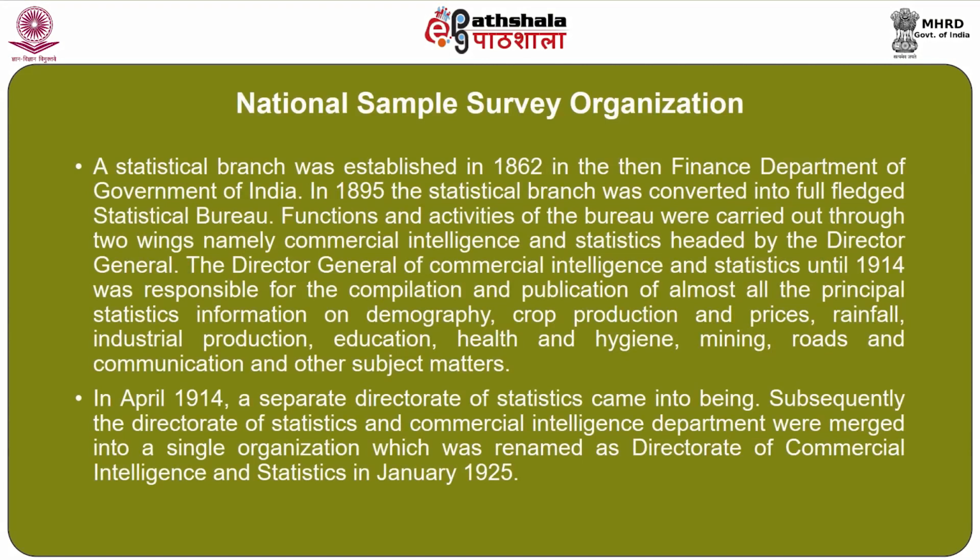A statistical branch was established in 1862 in the then Finance Department of the Government of India. In 1895, the statistical branch was converted into a full-fledged statistical bureau. Functions and activities of the bureau were carried out through two wings, namely Commercial Intelligence and Statistics, headed by the Director General. The Director General of Commercial Intelligence and Statistics until 1914 was responsible for the compilation and publication of almost all the principal statistical information on demography, crop production and prices, rainfall, industrial production, education, health and hygiene, mining, roads and communication, and other subject matters.